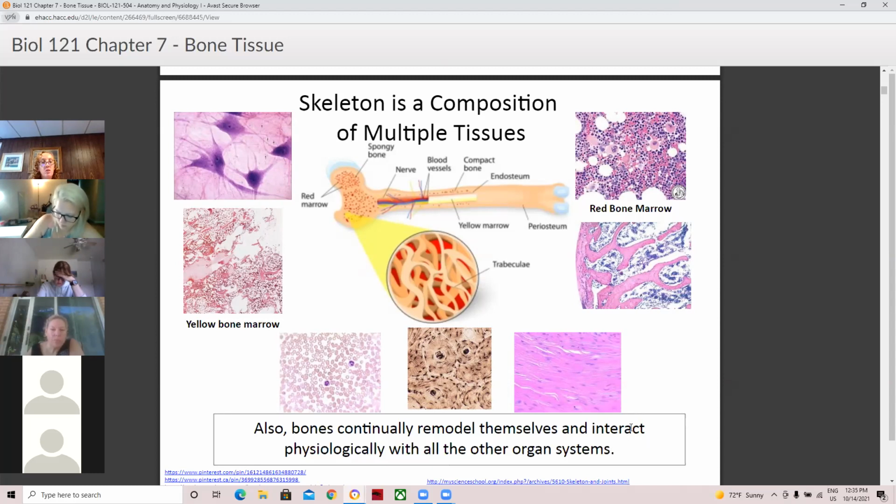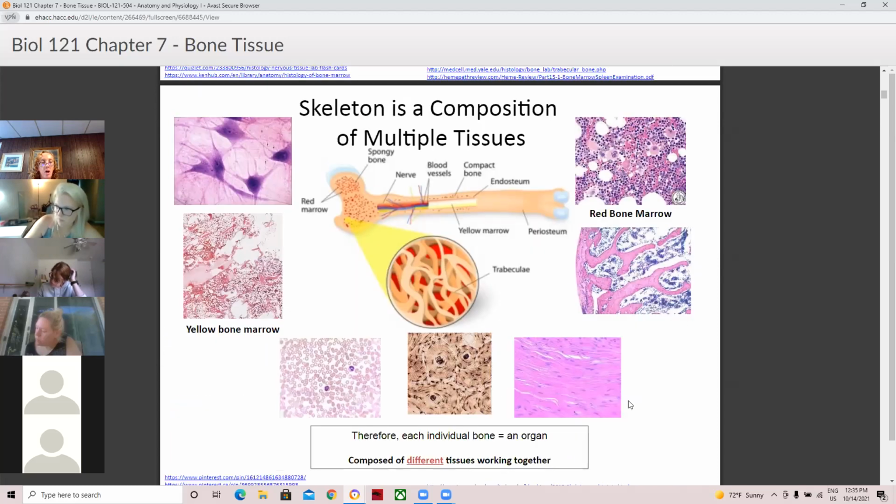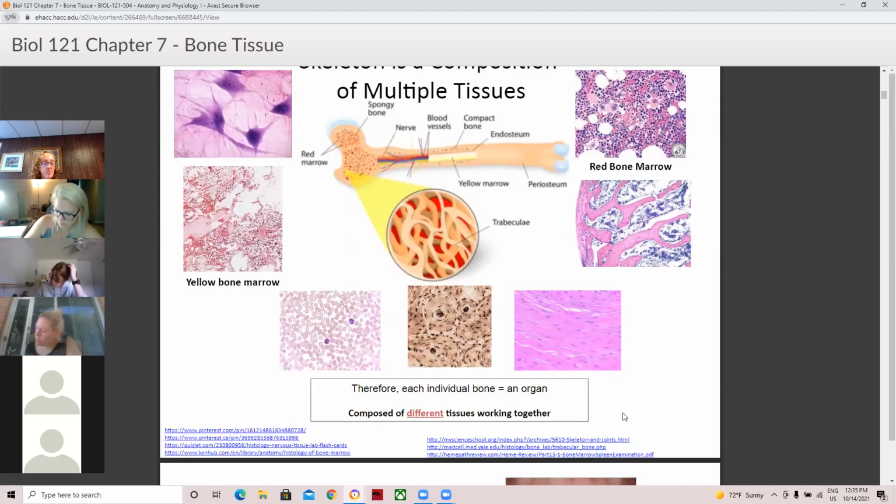Also, bones continually remodel themselves and interact physiologically with all the other organ systems. We often think of bones as being stagnant, but they're anything but. They're constantly being broken down and remodeled. Therefore, we can think of each individual bone as being an organ, because each bone is composed of multiple tissues that are constantly in a state of dynamic flux.